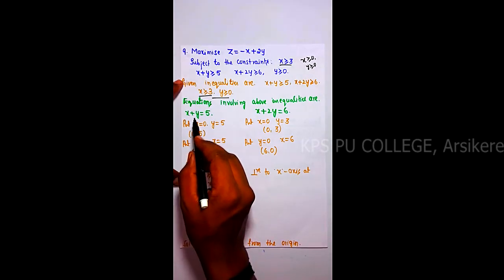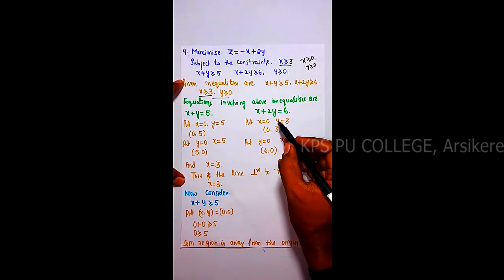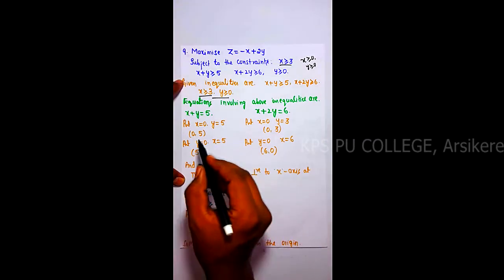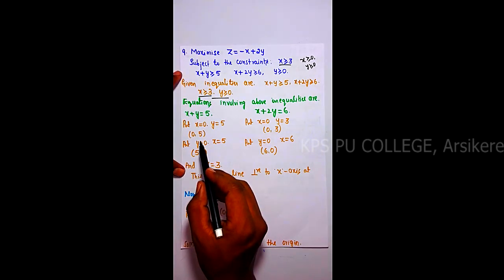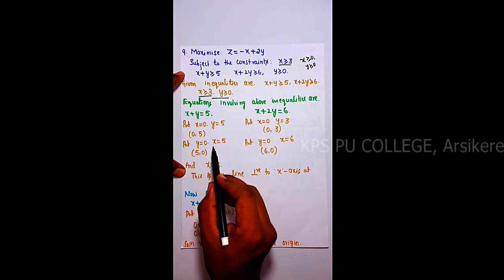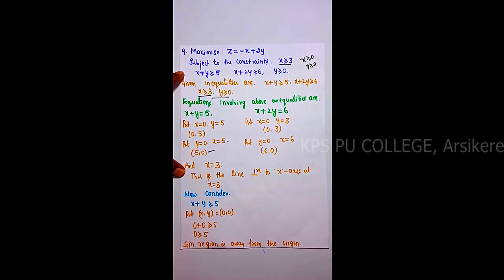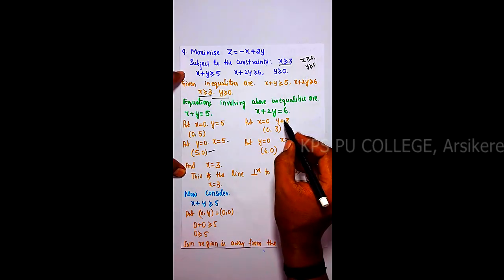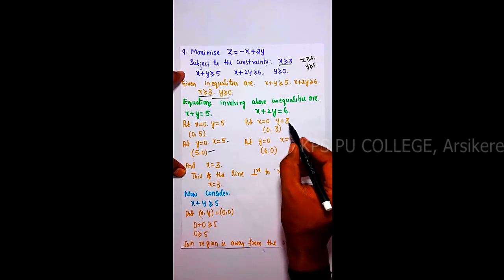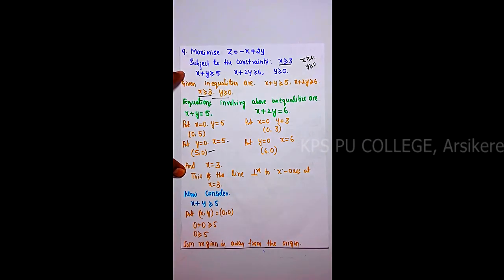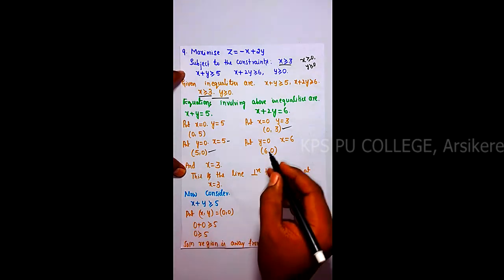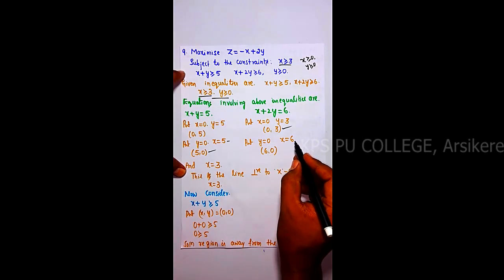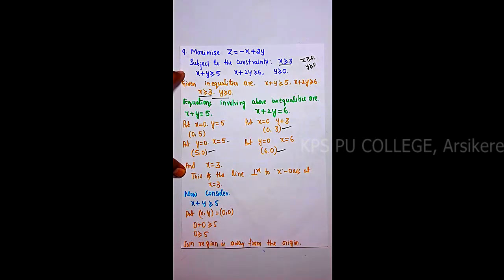The first equation is x plus y is equal to 5, and the second equation is x plus 2y is equal to 6. For the first, put x is equal to 0, you get y is equal to 5, so the point is 0 comma 5. Similarly, when I substitute y is equal to 0, x is equal to 5, I get the point 5 comma 0. For the second equation, put x is equal to 0, y is equal to 3, because 2y is equal to 6, giving the point 0 comma 3. Similarly, when you substitute y is equal to 0, you get x is equal to 6, the point 6 comma 0.